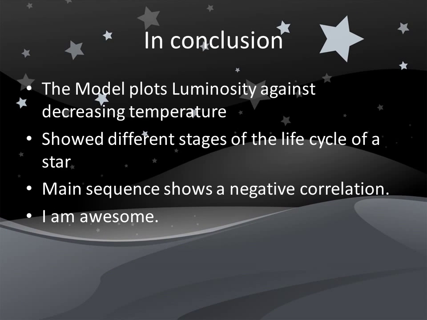So in conclusion, the model plots luminosity against decreasing temperature, and it shows the different stages of the life cycle of the star. You can see the different life cycles and how long they take, and that they're very much less abundant than the actual main sequence, which, by the way, showed a negative correlation.